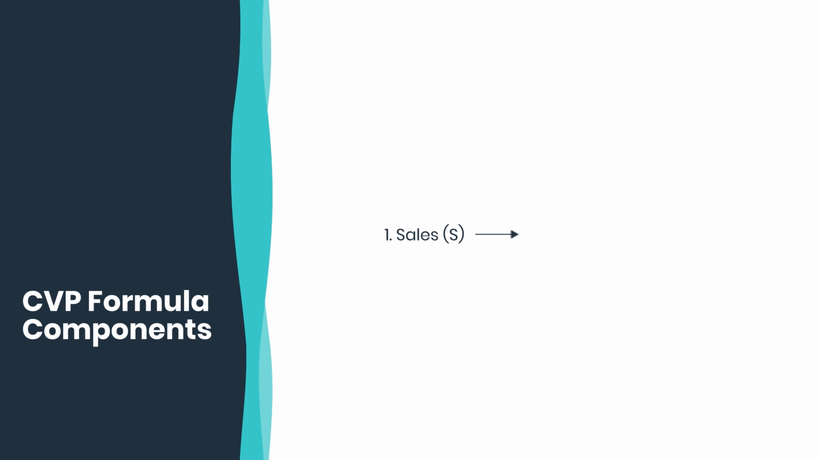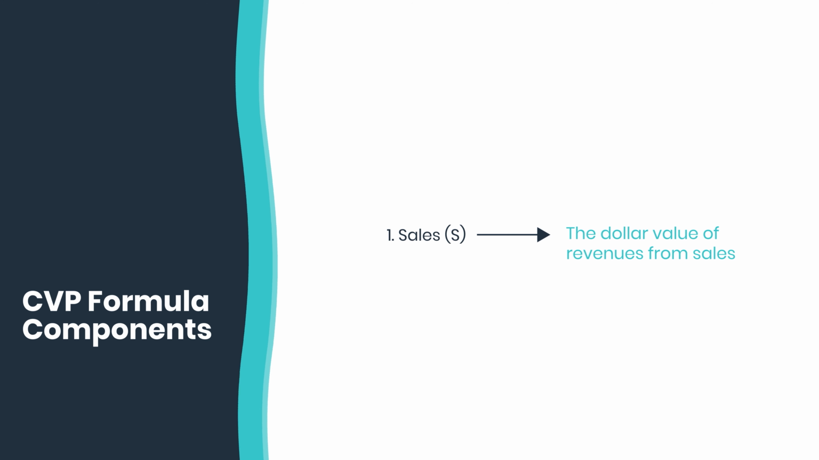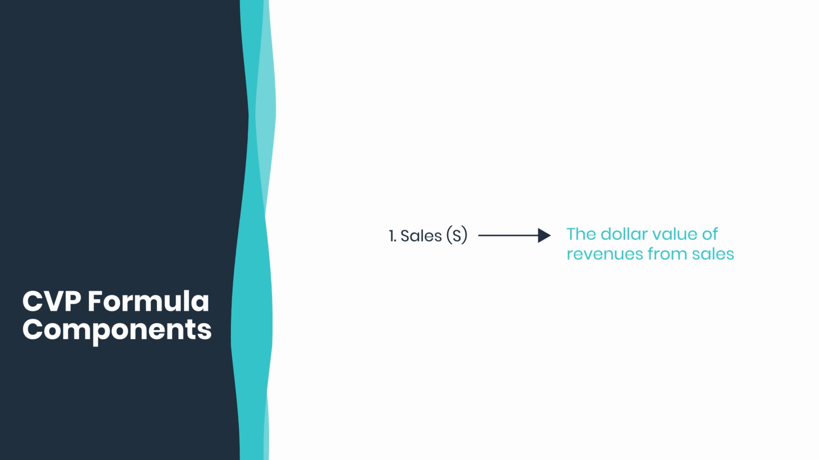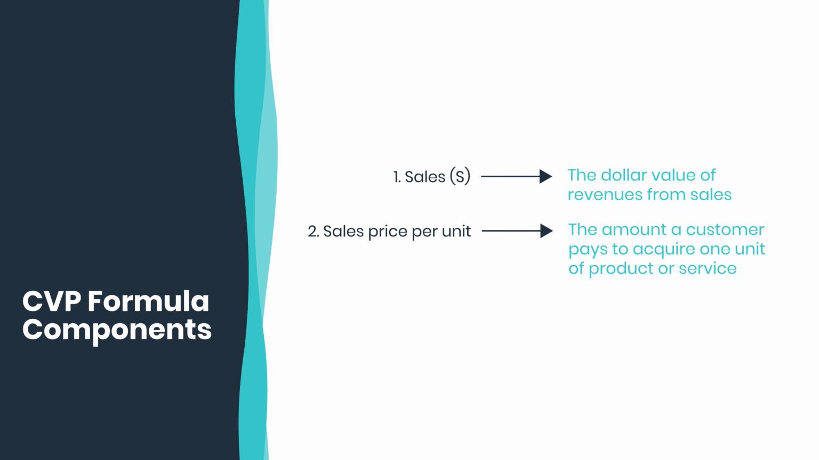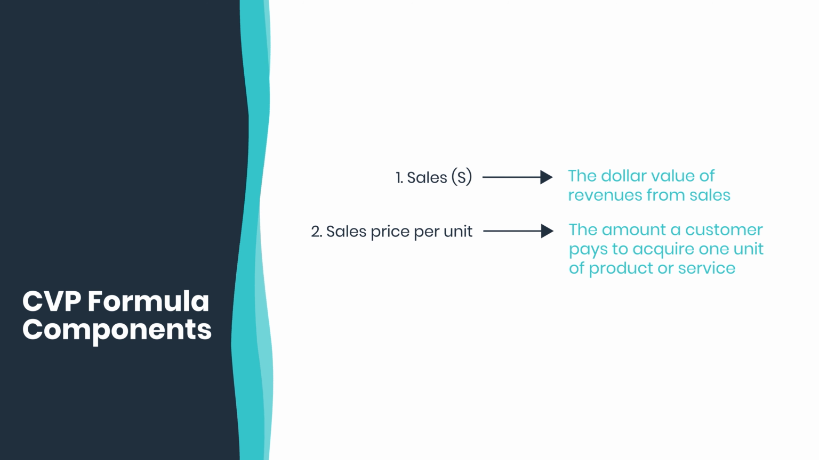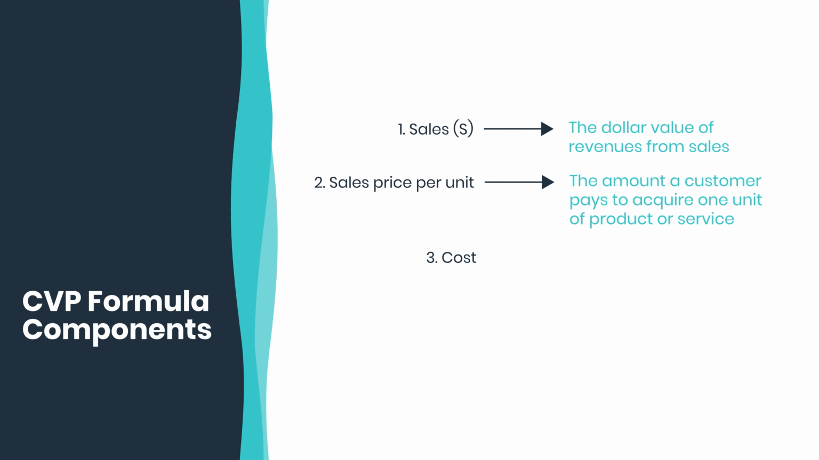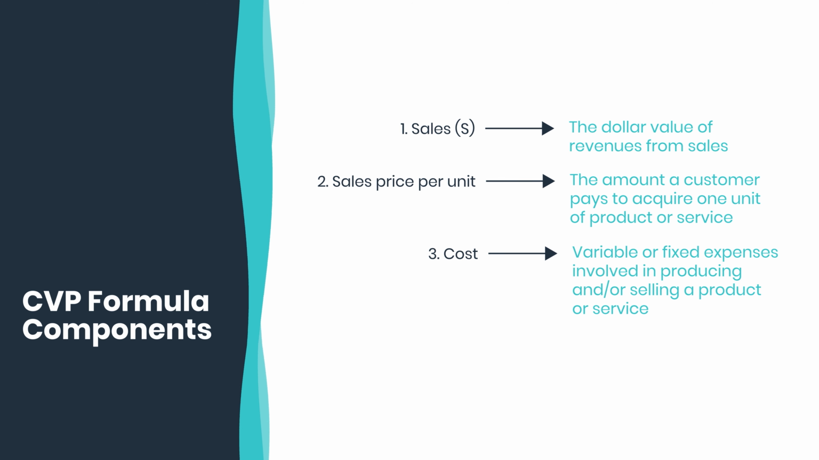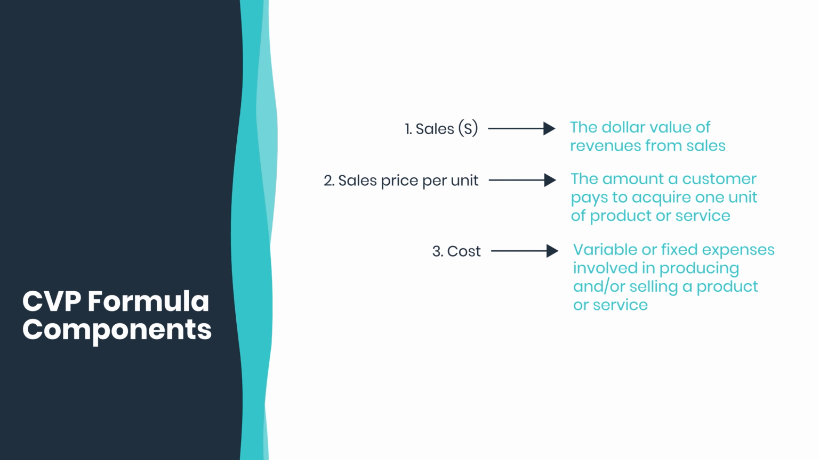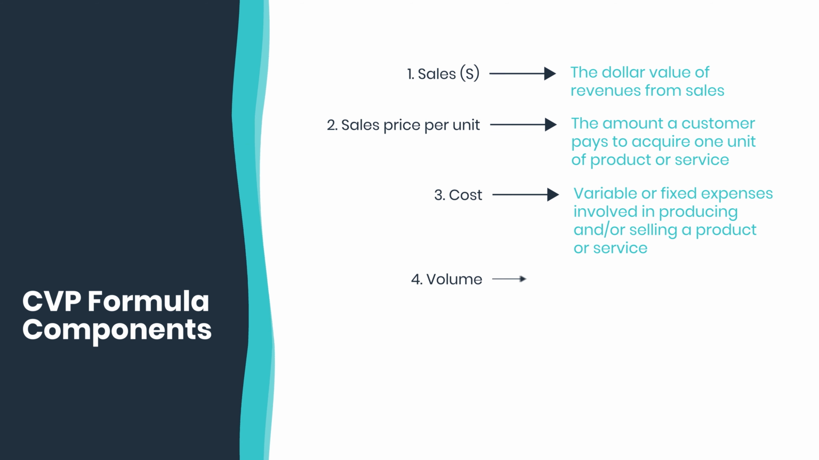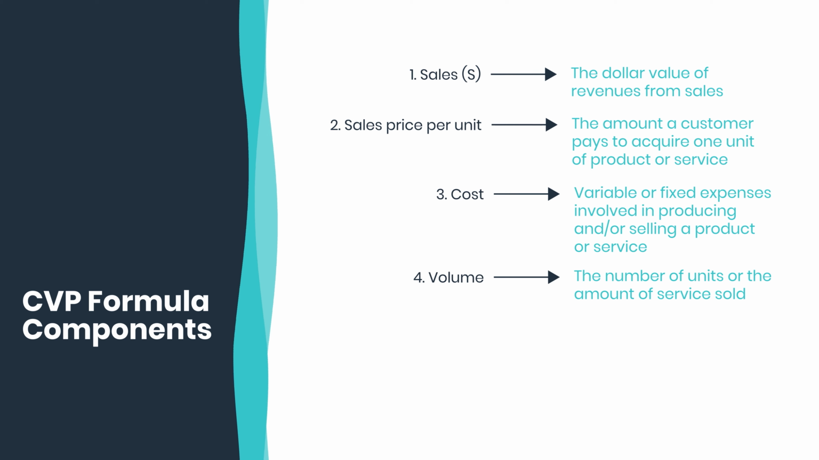Definitions of these components that make up the CVP formula shown on the screen are as follows. Number one, sales. This is the dollar value of revenues from sales. Number two, sales price per unit. That's the amount a customer pays to acquire one unit of product or service. Number three, cost. This is variable or fixed expenses involved in producing and or selling a product or a service. Number four is volume. The number of units or the amount of service that is sold.